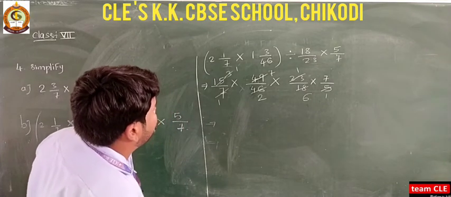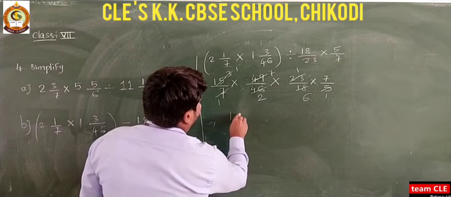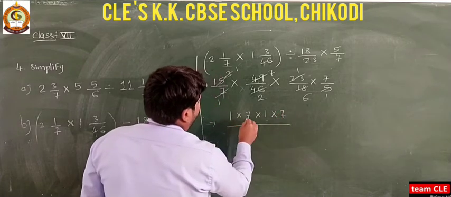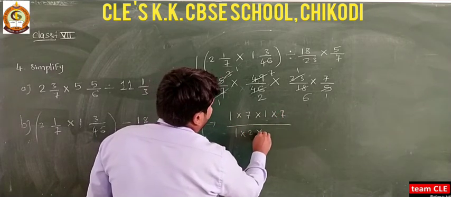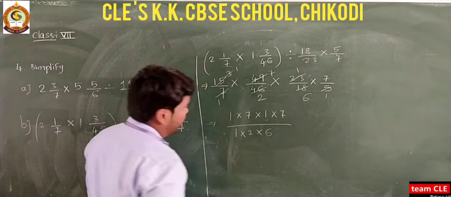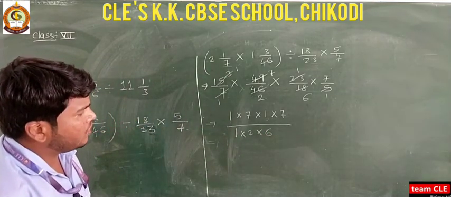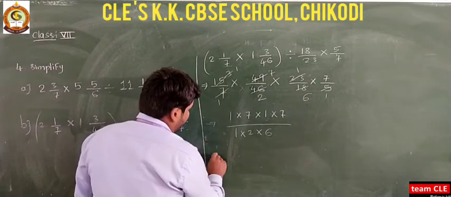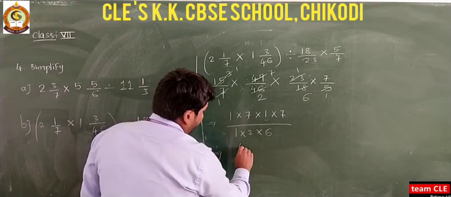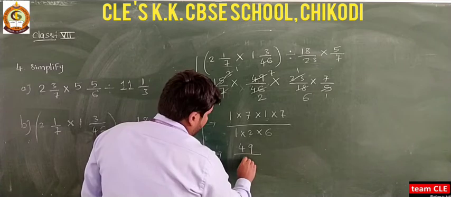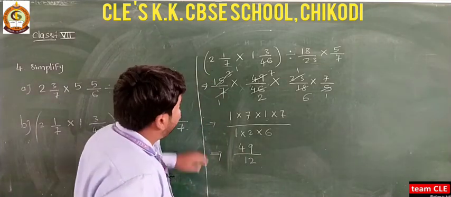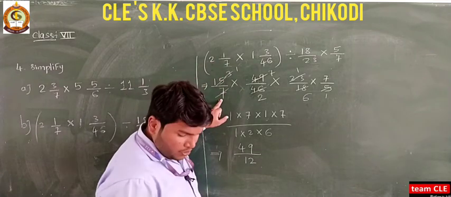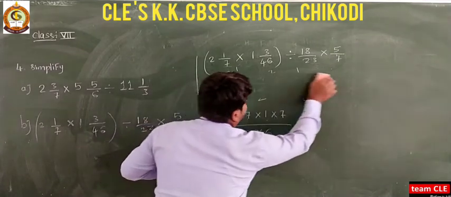The numbers remaining in the numerator are 1 into 7 into 1 into 7, whole divided by 1 into 2 into 6. So these are the numbers remaining. That is 1 into 7 into 1 into 7 over 1 into 2 into 6. So the answer you can write as 7 sevens are 49 and 2 sixes are 12. Okay, dear students, once again see here, this is 7 twos are 14, 14 plus 1 is 15 by 7.